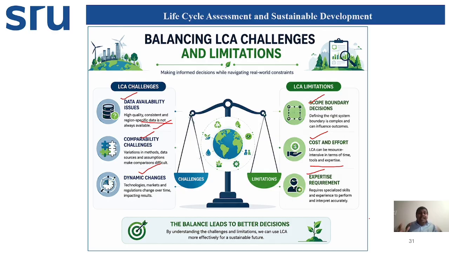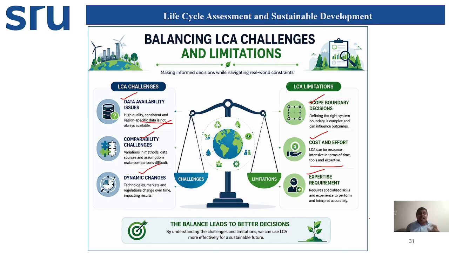Cradle to grave is one of the best methods to do it, or else you can do cradle to gate, it's okay. But cradle to grave is one of the best ways to identify what sort of hotspots and environmental impacts are there, and what the optimizing process is. So the balance leads to better decisions in LCA. Try to understand the limitations and challenges so we can use LCA effectively for sustainable development and decision making.